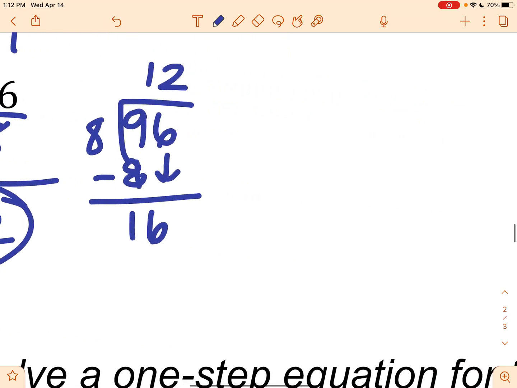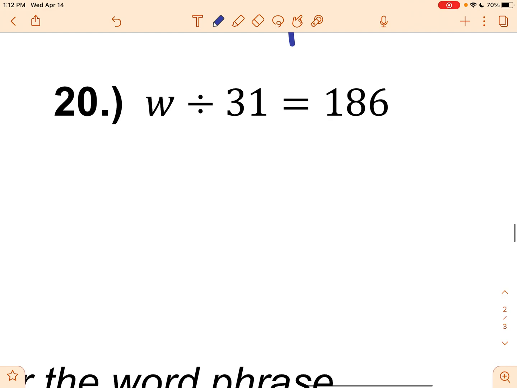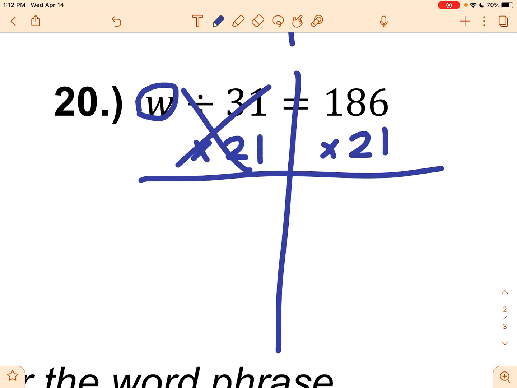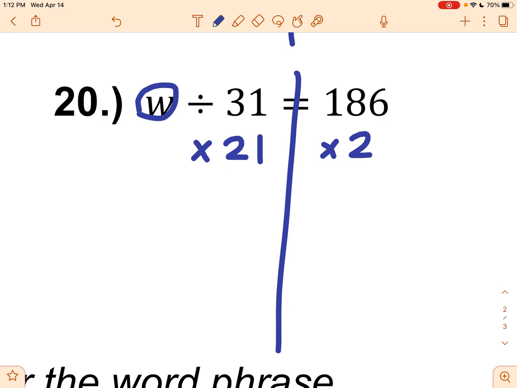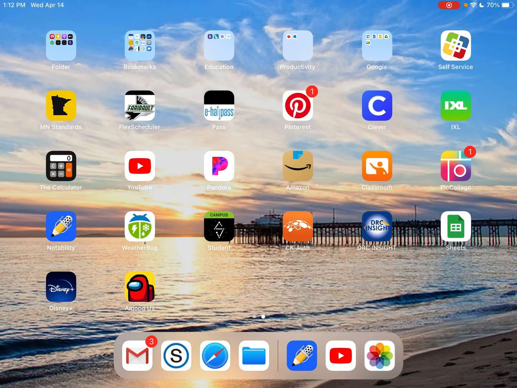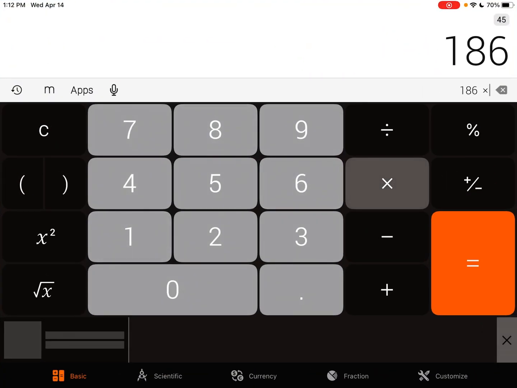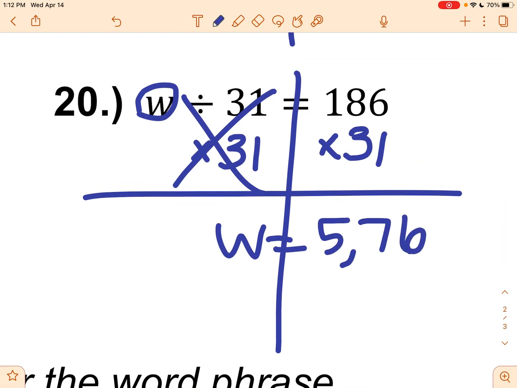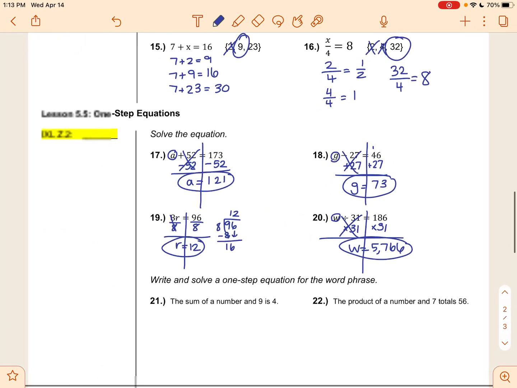And you can use a calculator for this test, just FYI. Moving on to number 20, we have w divided by 31 equals 186. Remember, we want this w by itself. So the opposite of divide is to multiply, so we're going to times both sides by 21. Oops, not 21, goodness. Should be 31. Did I confuse you? I hope not. Our 31's cancel out. We're left with just w. For this one, I will use a calculator. 186 times 31 is 5,766. And that is our answer.